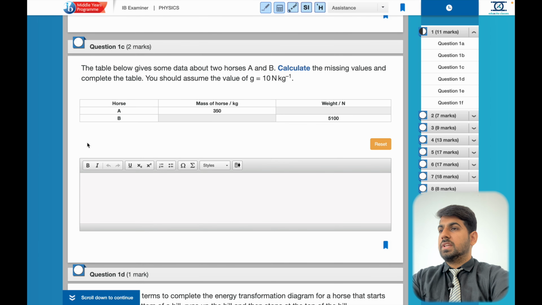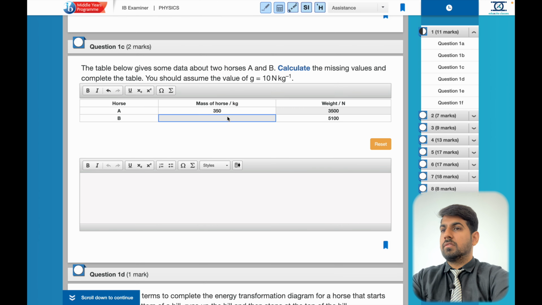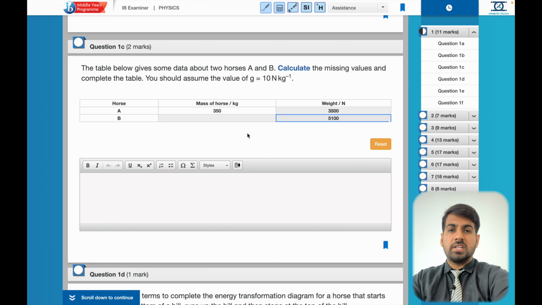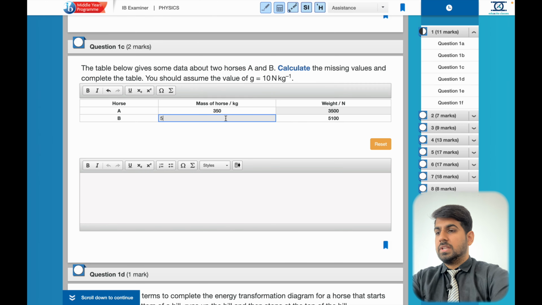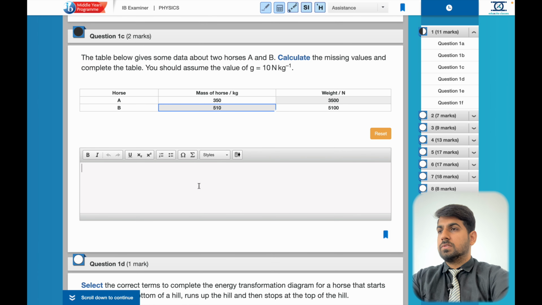Now question 1c, there are data for the two horses A and B. Mass of A is given, weight we have to calculate, assuming g as 10. We know that weight is equal to mass times gravitational acceleration, so it will be 3500 Newton. The value is already given, and if the weight is given, we can calculate the mass by dividing it by 10. It's a very easy one. I hope everybody has got it, or you can write it down here as well. So this is the answer for 1C. If you have any doubt, just comment below.